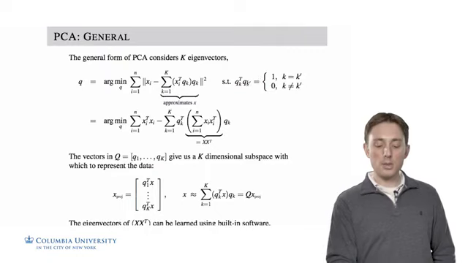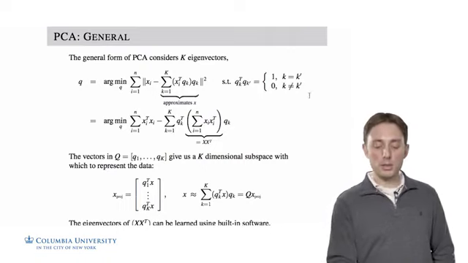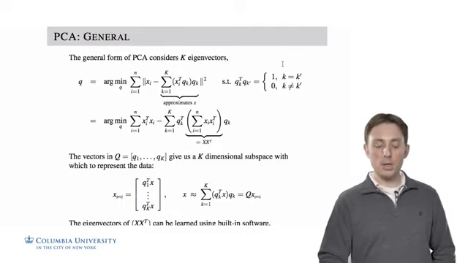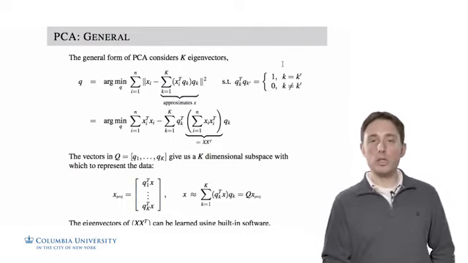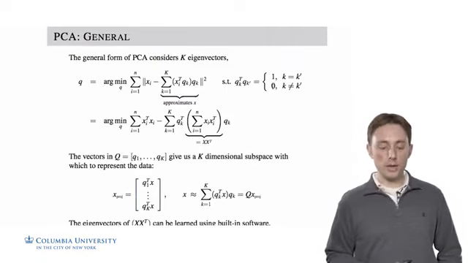So qk times qk prime has to equal 0 if k does not equal k prime. So we have these two constraints: we now get k vectors, q1 through qk, and they're all unit length and they're all orthogonal to each other, meaning that their dot products equal 0 across different vectors.